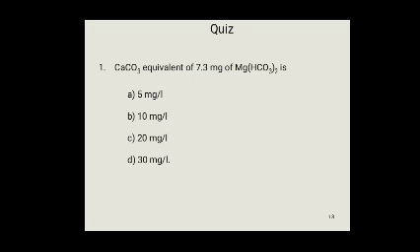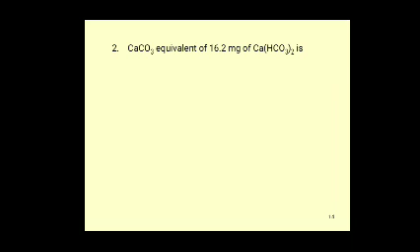Therefore, 73 divided by 146 gives 0.5, times 10 gives 5. Therefore, 5 milligram per liter is the answer. Answer A. Weight of salt 7.3 by 146 into 100 is equal to 5 milligram per liter.